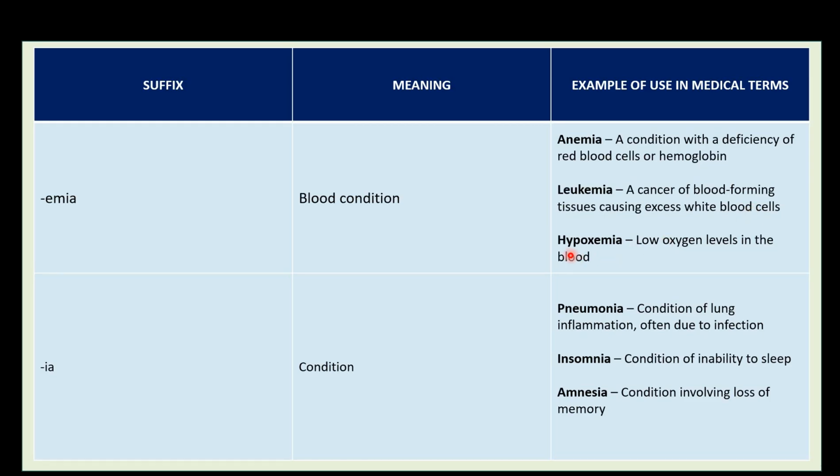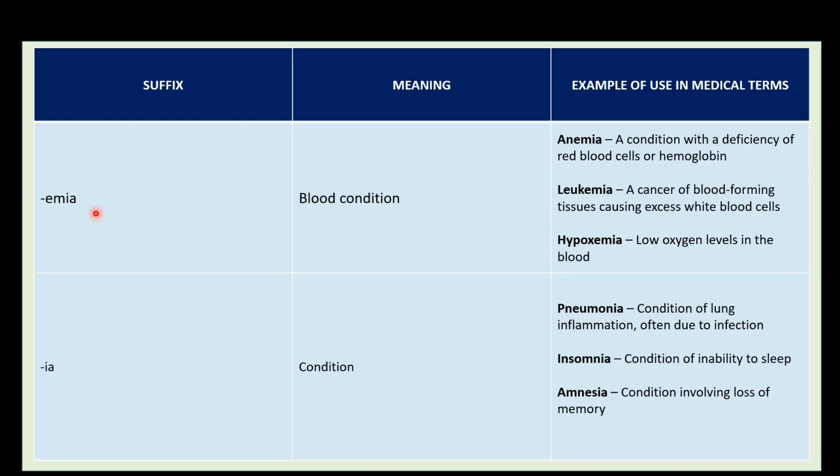Similarly, we have a third example, hypoxemia. Hypoxemia is a condition where there are low oxygen levels in the blood. If a patient is suffering from low blood oxygen levels, then that situation will be considered hypoxemia. Again we are using emia as a suffix. So in short, wherever we are utilizing emia as a suffix, it means there is some discussion regarding a blood condition.